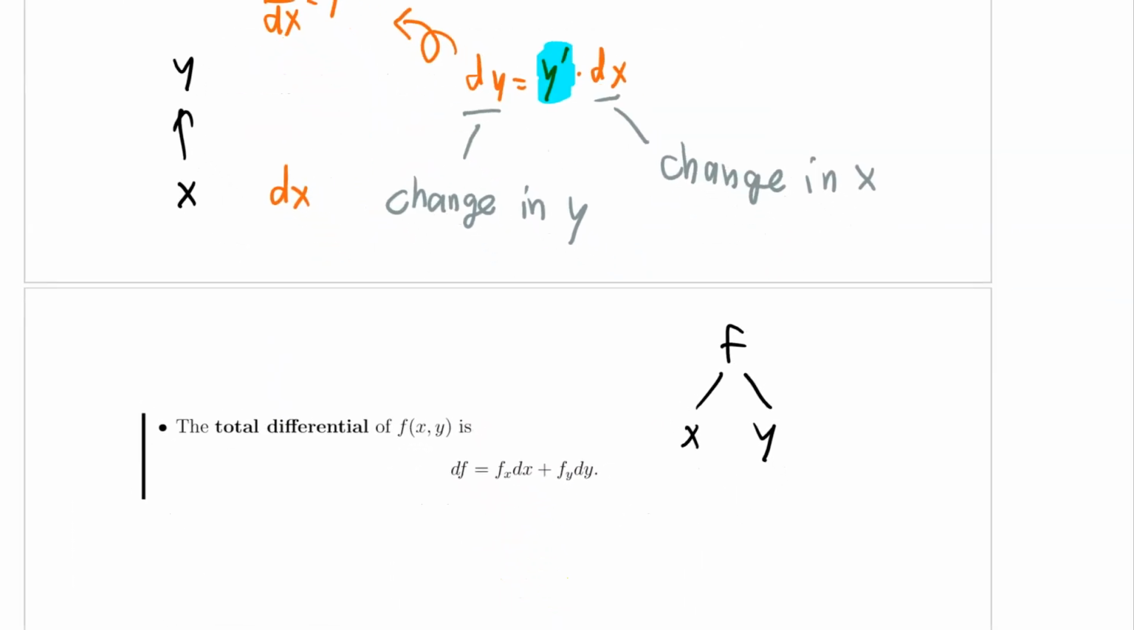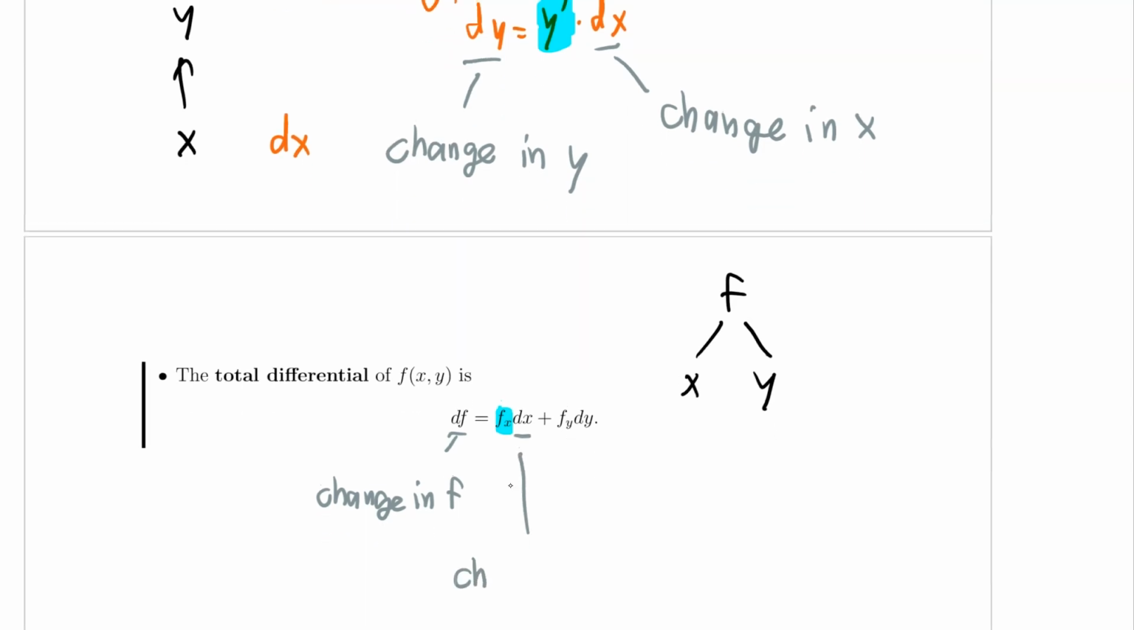The way that we can interpret this equation is that df, which is the change in f, will just come from the change in x and the change in y. The change from x is going to be the derivative times dx, which is the change in x. And then I'm also going to have f sub y, which is the derivative with respect to y, times dy, which is the change in y.